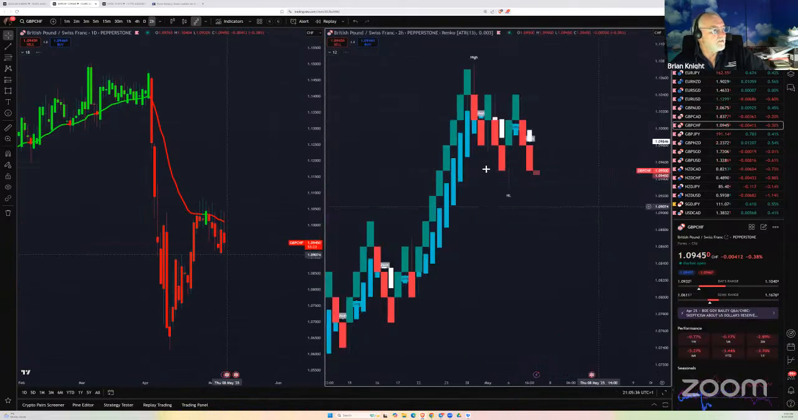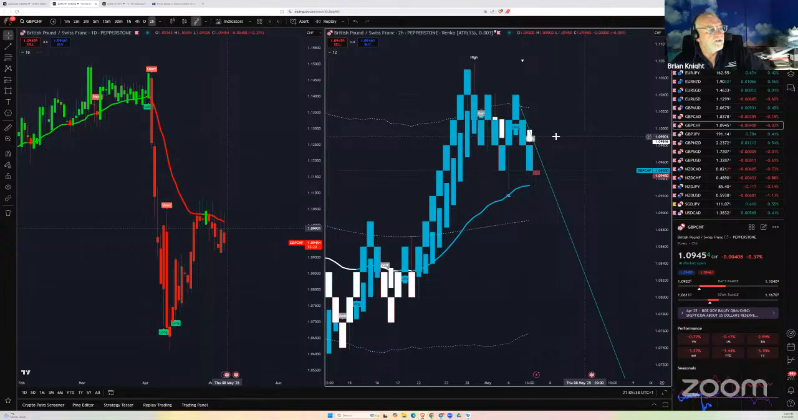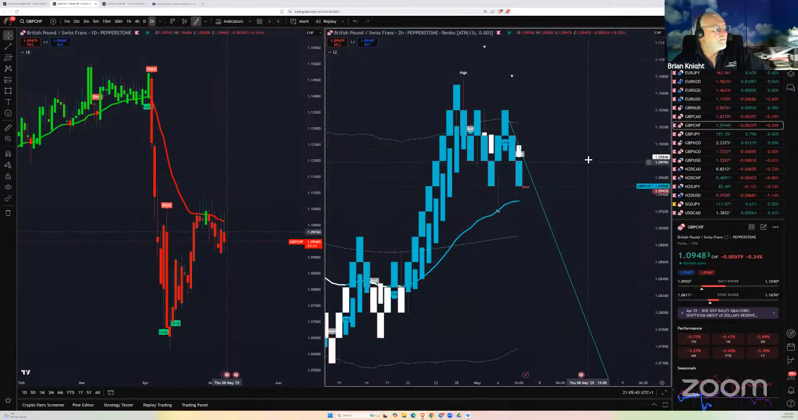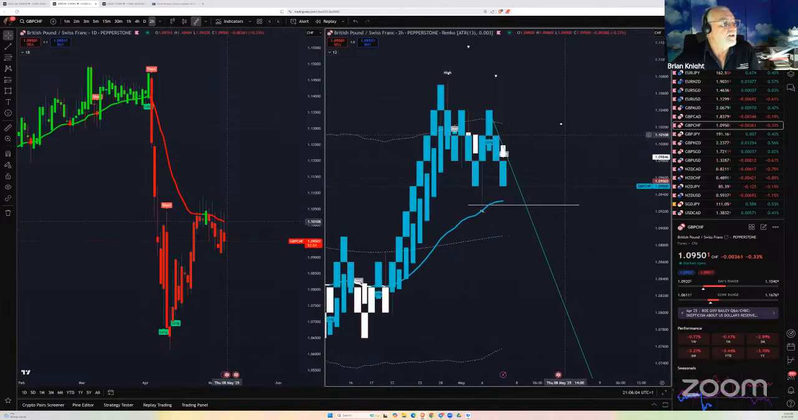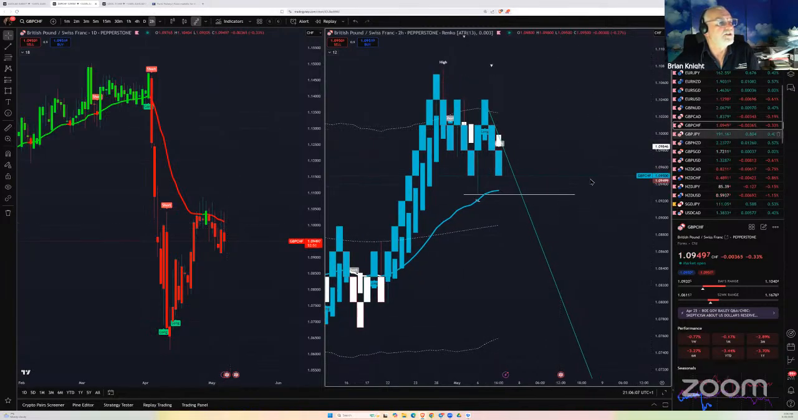GBP CHF, same sort of sideways, but we do have a white. Okay. Potentially selling out. Okay, so but it'll have to beat that white wick, the blue wick just there, and by that time, the blue line is already above it. So we'll see.